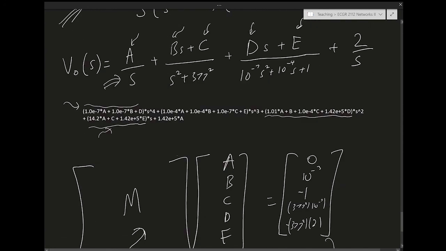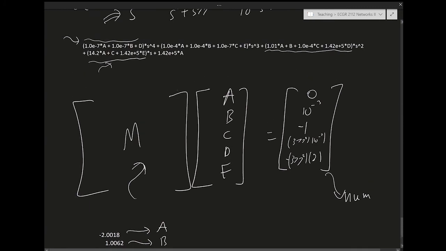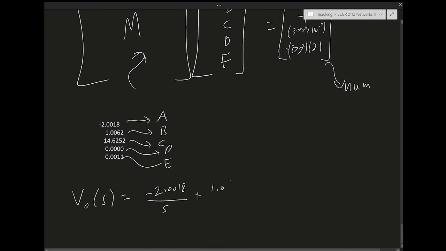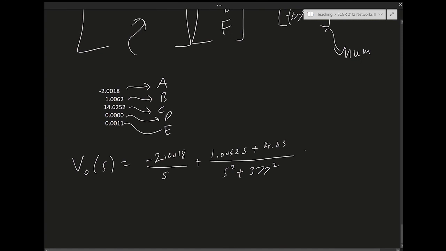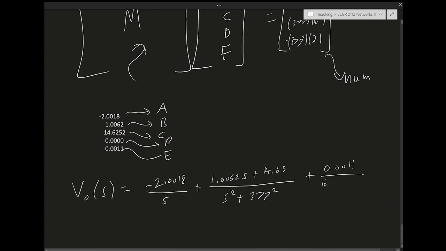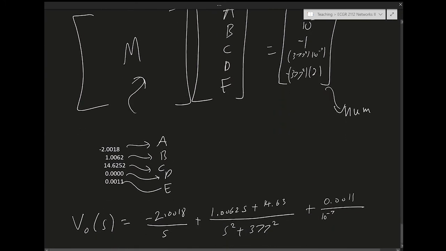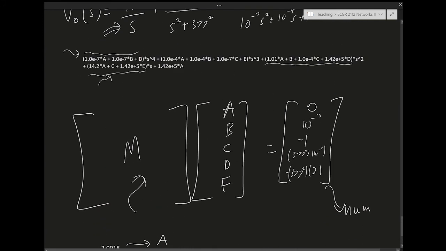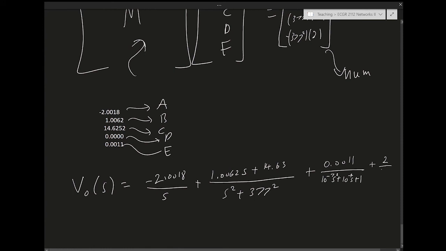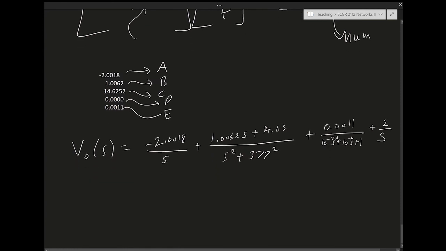And then B is going to be 1.0062 S plus 14.63 over S squared plus 377 squared, and then the third one, we said D is 0, so we just have a constant, 0.0011 over 10 to the minus 7 S squared plus 10 to the minus 4 S plus 1, plus 2 over S. Okay, and now we're done.